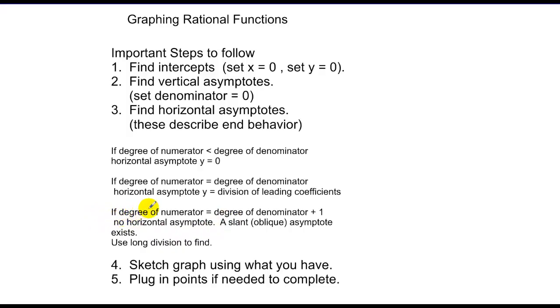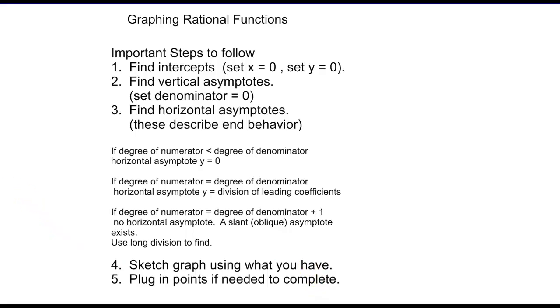Lastly, if the degree of the numerator is equal to the degree of the denominator plus 1, then you won't have a horizontal asymptote, you'll have a slant, or as our book uses, oblique asymptote. And you use long division to find that out. We'll tackle this concept tomorrow. And then you sketch a graph using everything that you've got. And finally, if you need some extra points, you plug them in to see how to complete it.